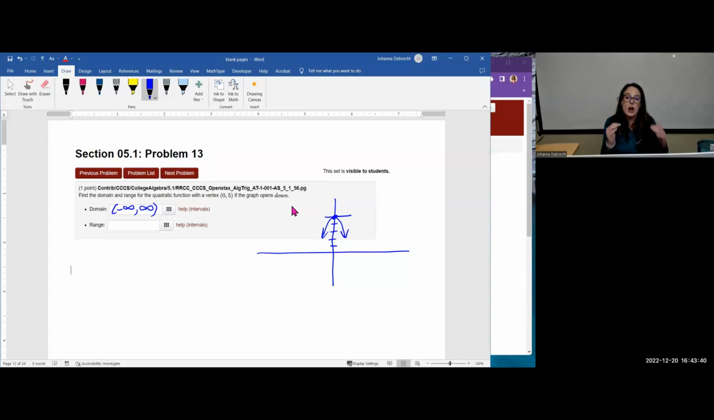So the largest number is 5, and that puts it on the right. So I'm going to have something coming up here and stopping at 5 with a square bracket. And the only thing to the left has got to be negative infinity. So we have negative infinity up to 5 closed. Let's take a look at the next one.